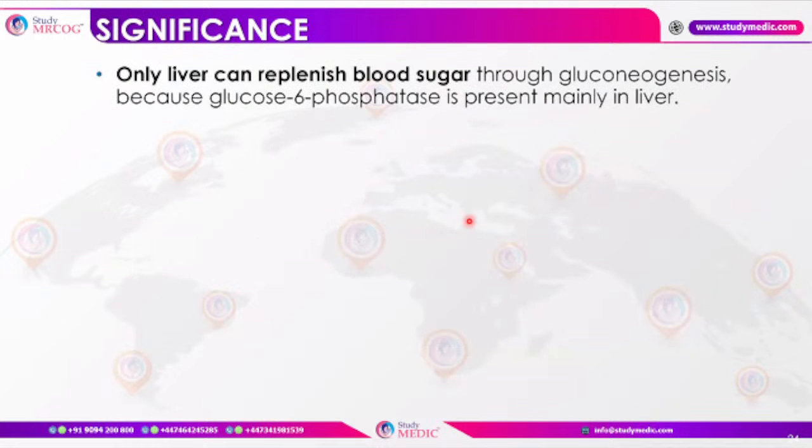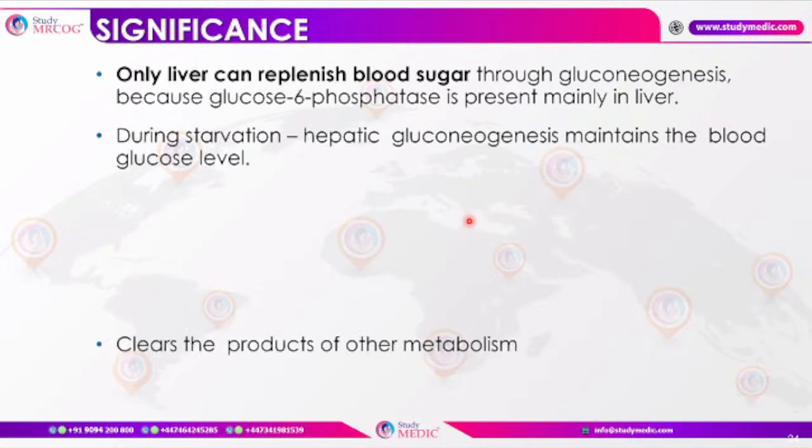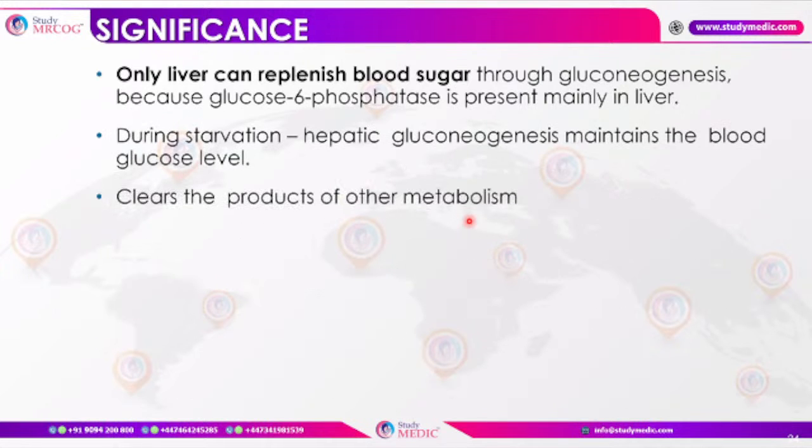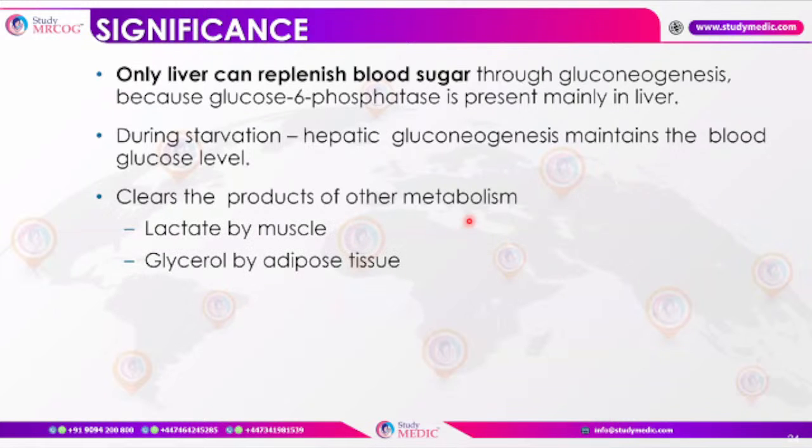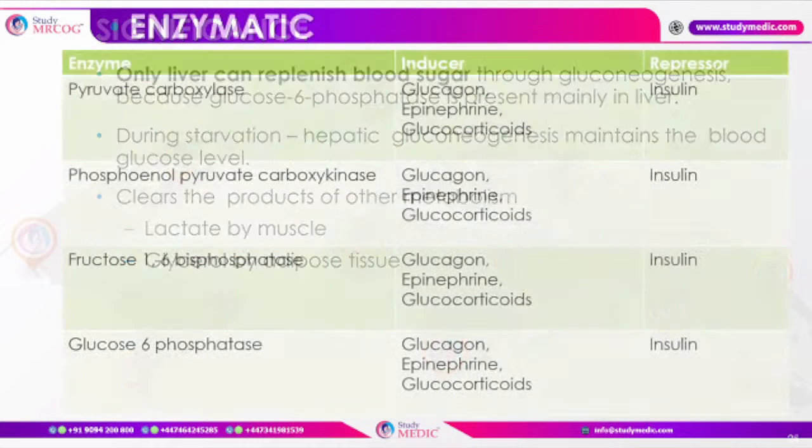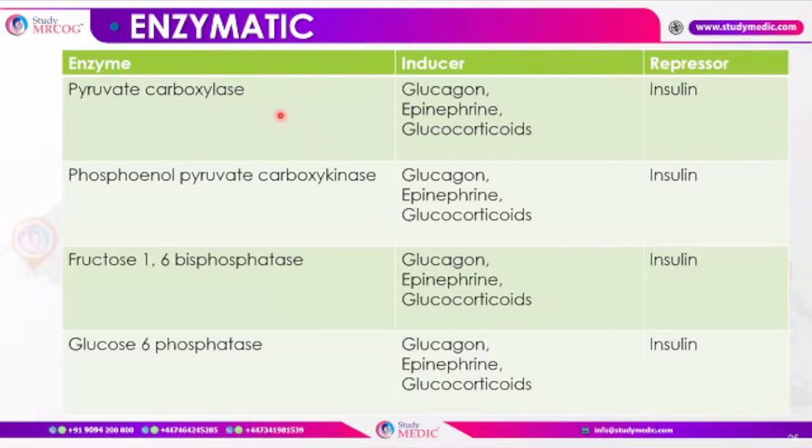So the significance: liver is the only organ to replenish the glucose. So in situations like hypoglycemia, the liver is the one to take care of our system. And also it clears the lactate and glycerol from the muscle and adipose tissue respectively.